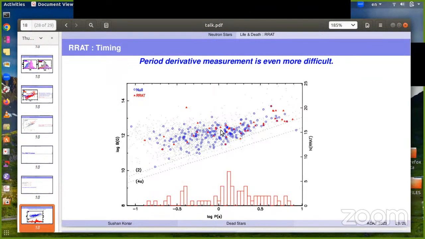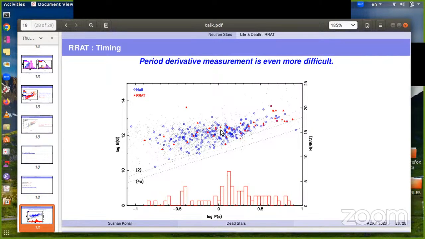Now, as I have explained to you in the morning, the estimate of the magnetic field is coming from the derivative of the spin period. If I can't calculate the spin period very accurately, how am I going to calculate the period derivative? It's even more complicated. Even for objects for which the spin period has been calculated, getting a spin period derivative is very difficult, because you need to see a trend. The spin period is slowly changing over time.